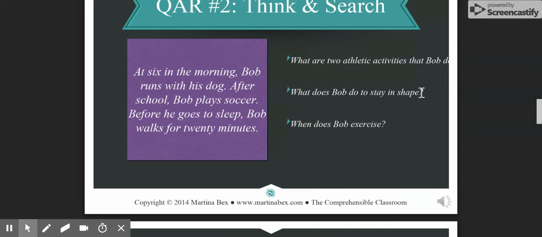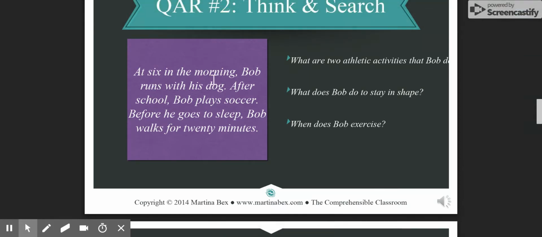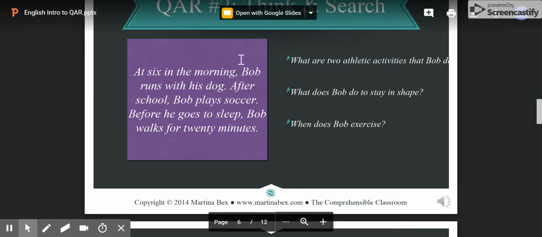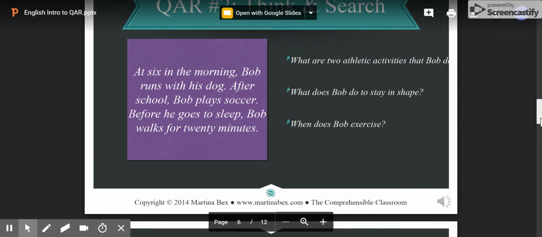What does Bob do to stay in shape? Well, I could say that Bob runs with his dog at 6 in the morning and he walks for 20 minutes. Those are both activities that would help him stay in shape. When does Bob exercise? Well, we know that he exercises at 6 in the morning and before he goes to bed, he walks for 20 minutes. Again, I find those throughout the text.